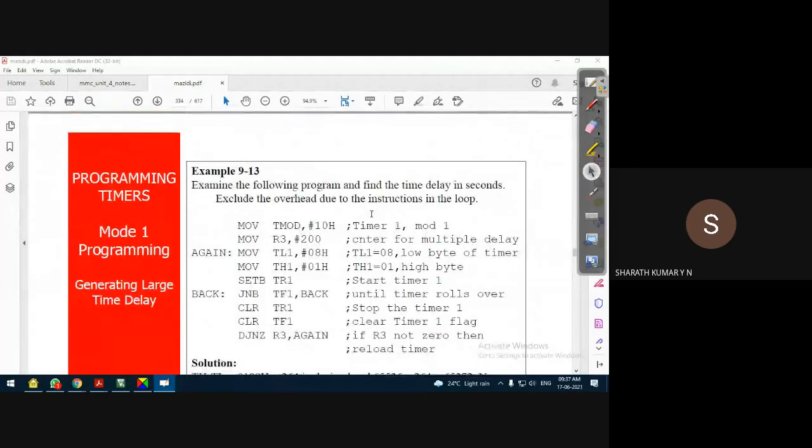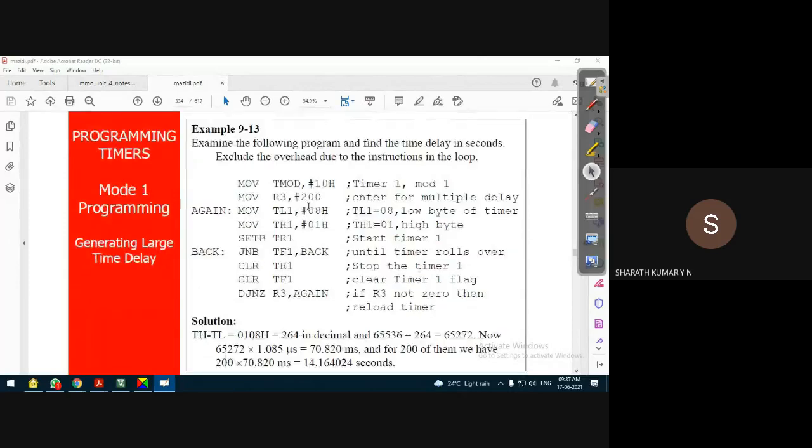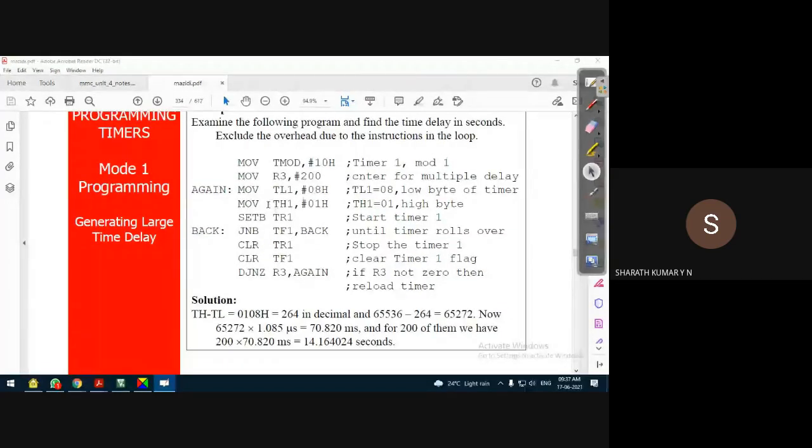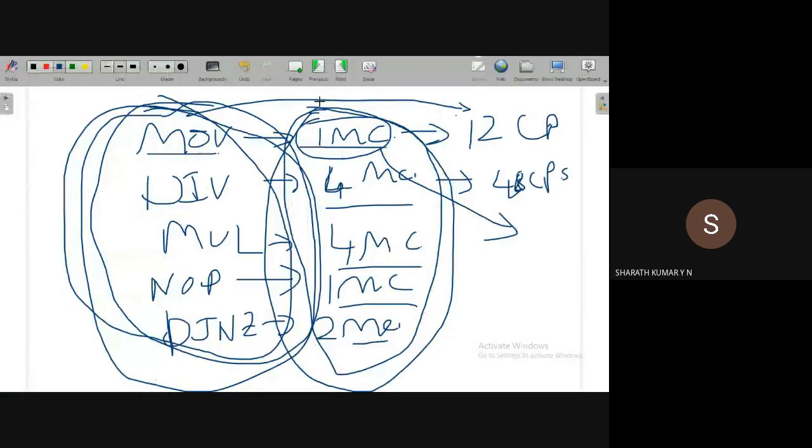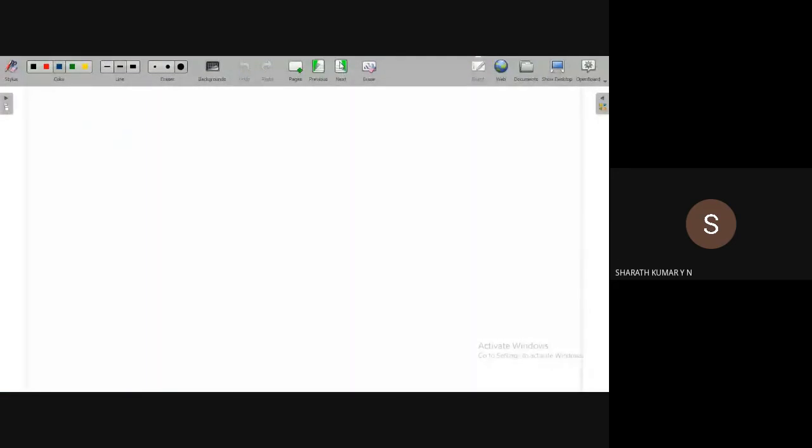Next is large delay generation. Let us look into this example. Before we go to this example, let us understand what large delay generation is. For delay generation we are using timers. What is the maximum delay we can generate?